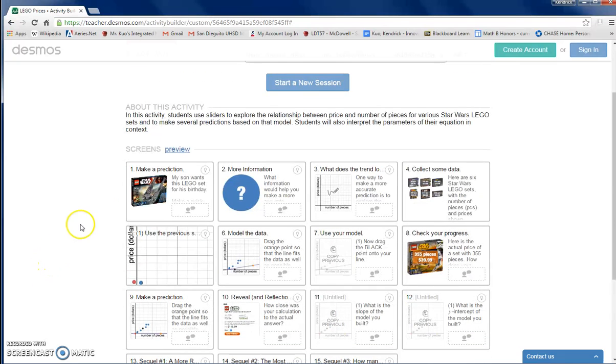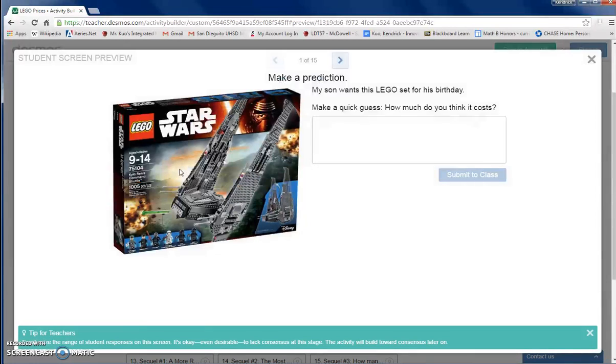Okay, so let's go ahead and click screen 1. So the first screen asks us to make a prediction. It says, my son wants his Lego set for his birthday. How much do you think it will cost?